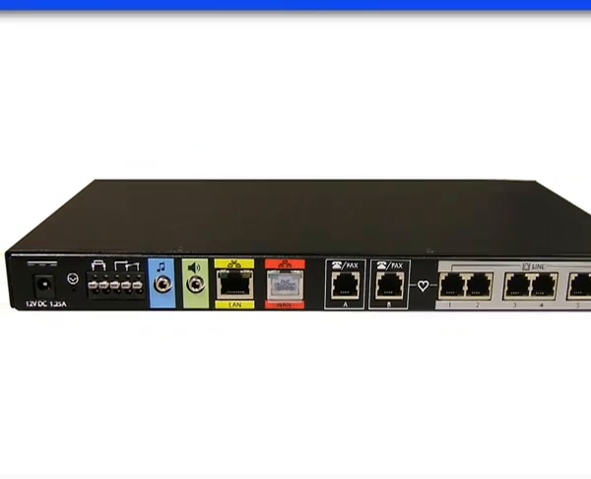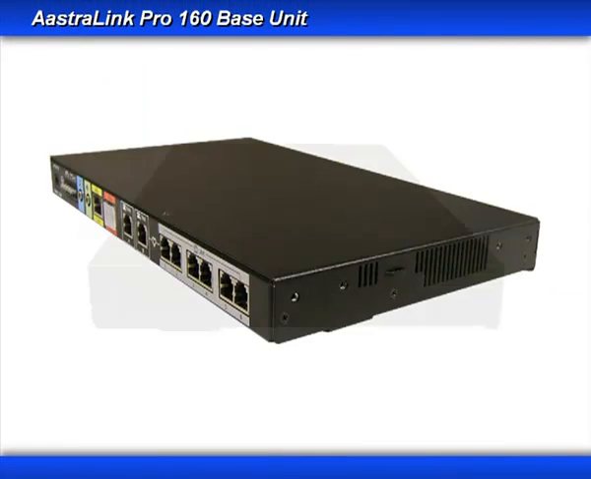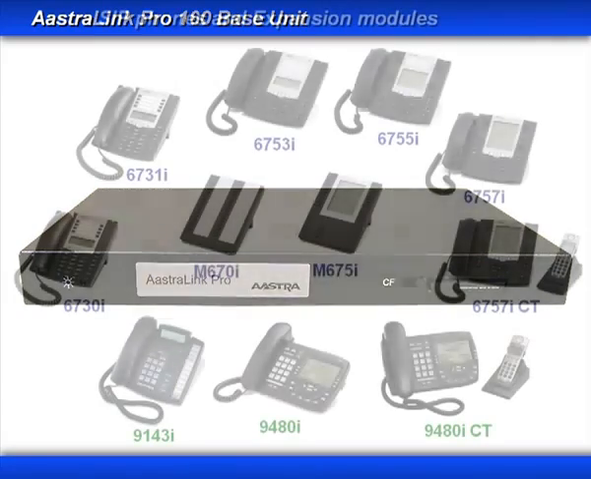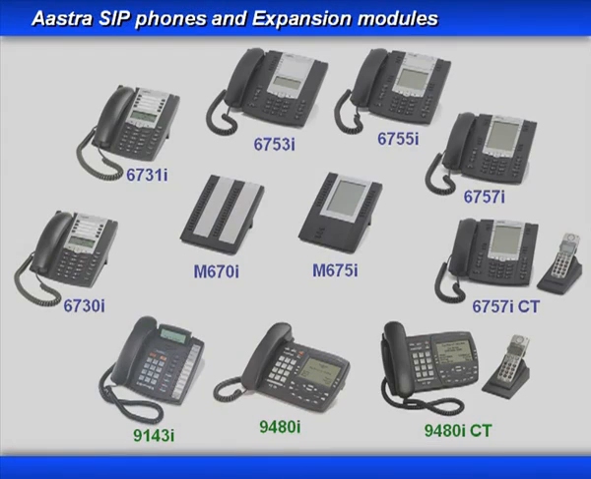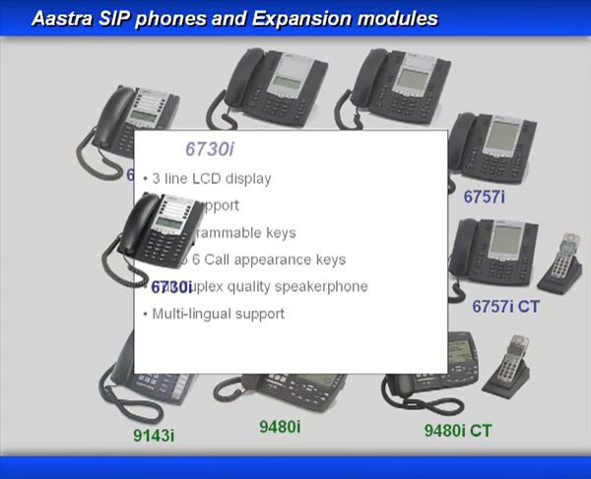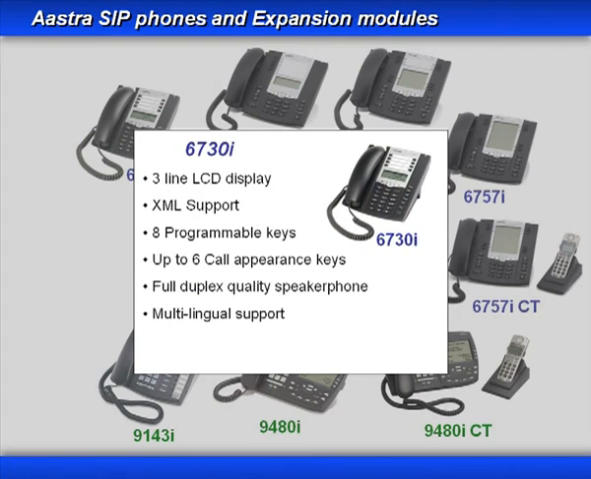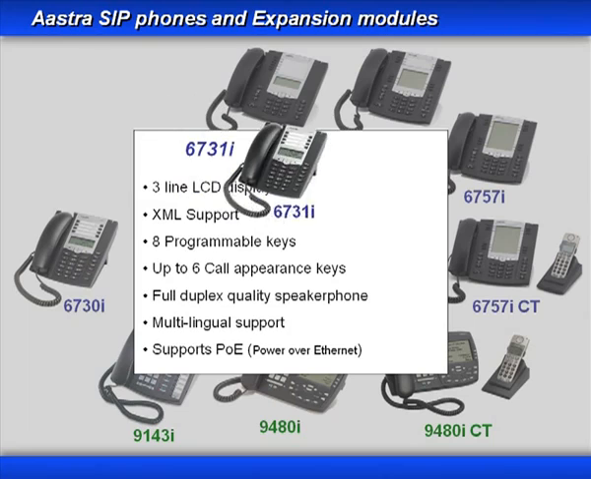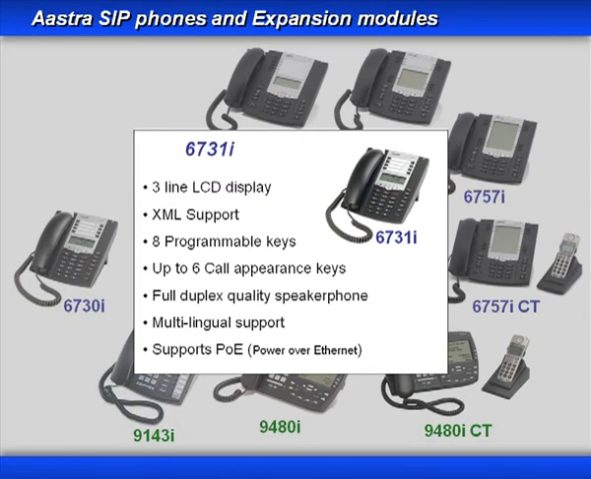The AastraLink Pro 160 supports external paging and has an audio input jack to allow customized music on hold. It also has contacts that can be used in conjunction with an electronic device, such as an electronic door lock. With no hidden application license or user costs, the AastraLink Pro is a cost-effective, powerful small business communication system that tightly integrates with the following Astra SIP phones and expansion modules: the 6700i series of phones and the M670 and 75i expansion modules, plus the 9000i series of phones.